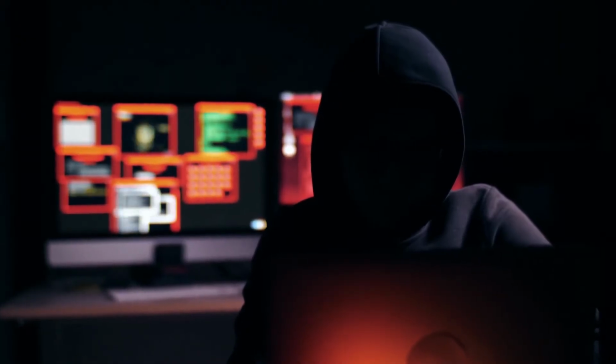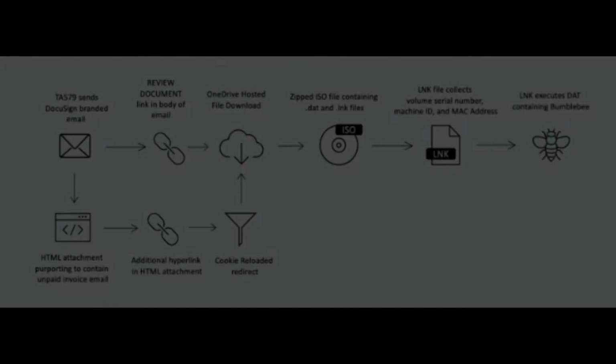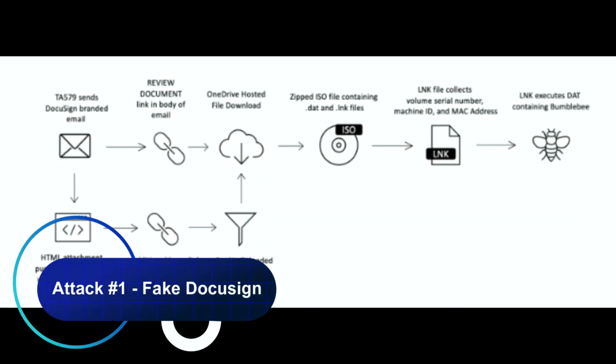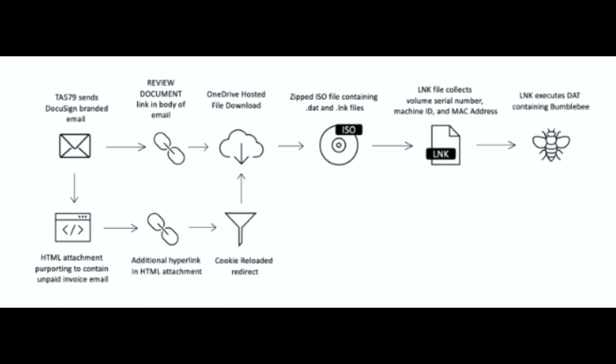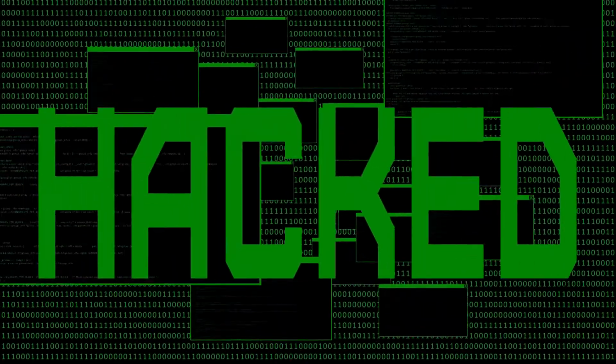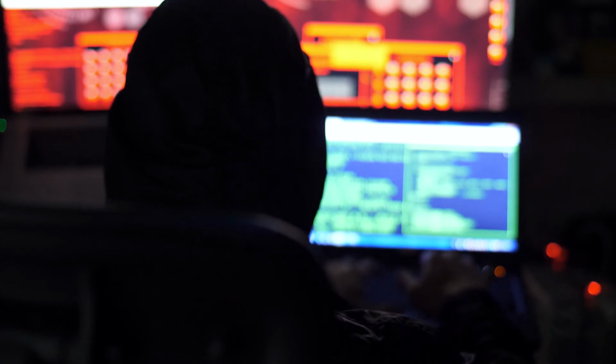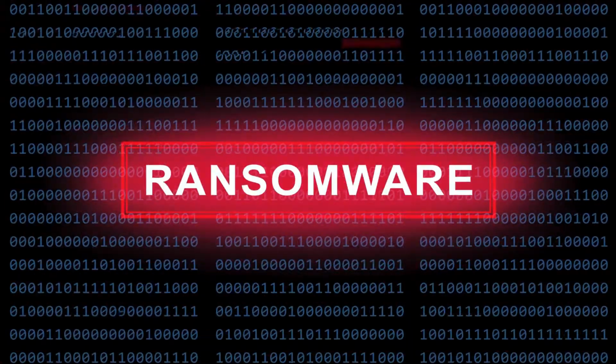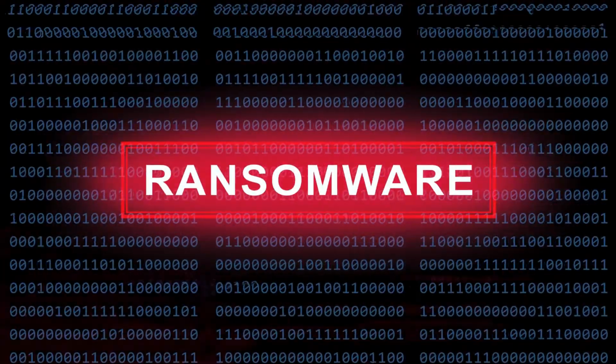Starting in March of 2022, Proofpoint observed BumbleBee campaigns being distributed via email by at least 3 different threat actors. In one case, a DocuSign-branded email campaign was designed to trigger targets into downloading a malicious zipped ISO file purporting to be an unpaid invoice, hosted on OneDrive. The emails contained either a hyperlink asking the recipients to, quote, "review the document" in the body of the message, or they used HTML attachments.